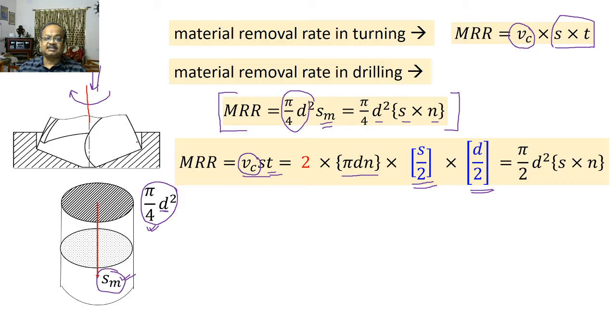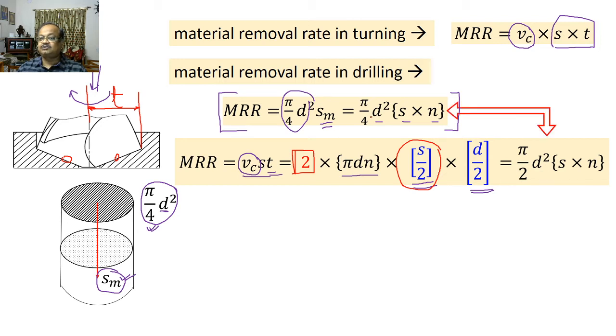So this is the center of the drill, this is the outer periphery. This is some distance that we do not know. This is one particular cutting edge and this is another cutting edge. So there are two cutting edges, because of which there is a multiplier outside, and for a particular cutting edge the feed is S by 2, and depth of cut for a particular cutting edge is T, which is nothing but d by 2. If we simplify this, then it becomes pi by 2 d square S into N.